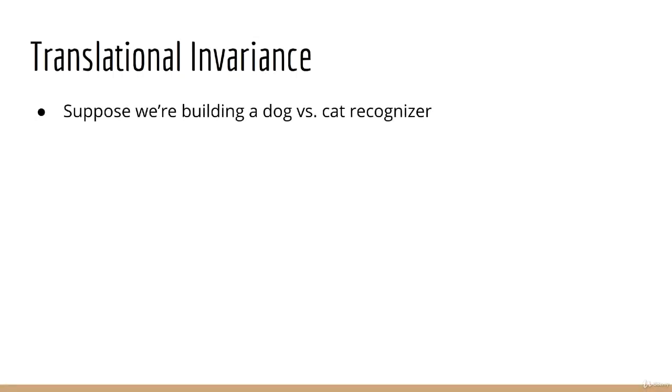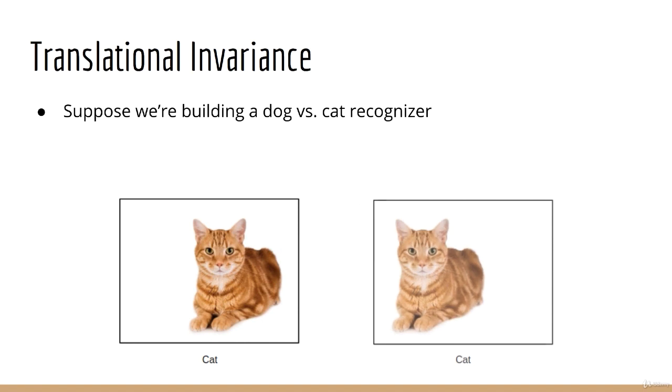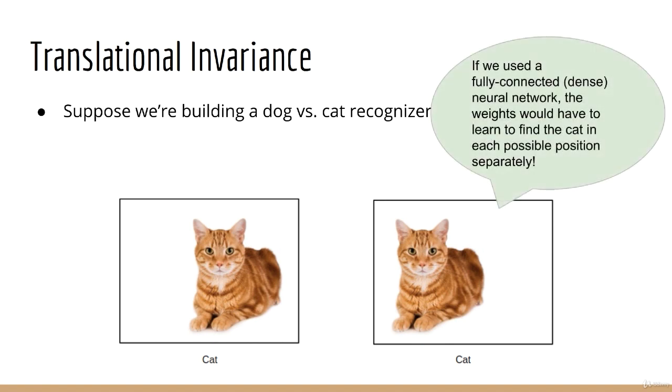Suppose we are building a dog versus cat recognizer. Here is an image containing a cat. Here's another image containing a cat. But what's the difference between these two images? The only difference is that the cat is in a different position. Now, if we used a fully connected or dense neural network, we would have to learn the weights for each of these positions separately. And on top of that, this neural network won't generalize well, because if we come across the same cat, but in a new position, the neural network would have failed to recognize it.